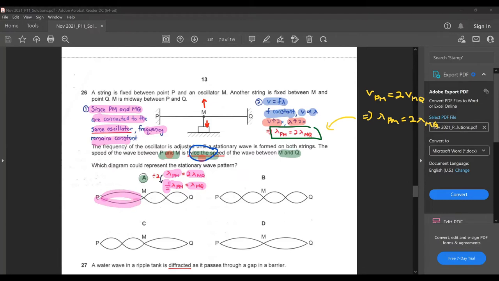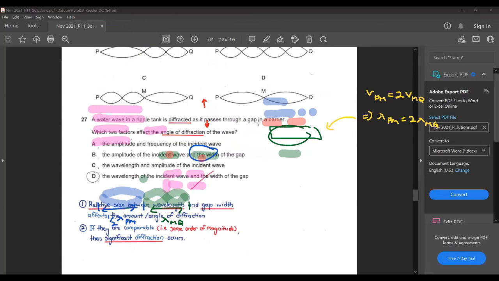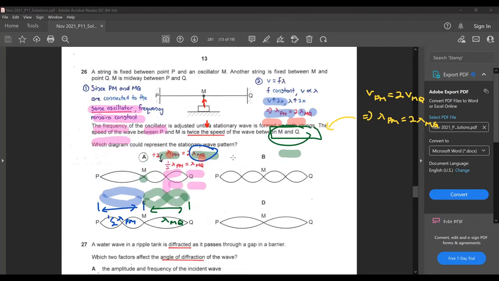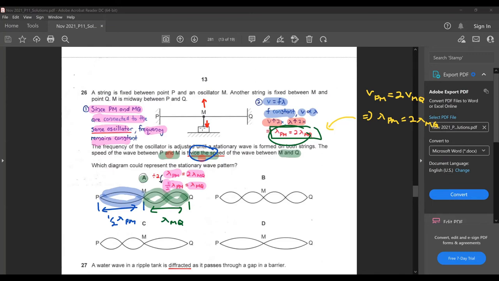Okay. So this one, yeah, I better just do this. This one is half lambda PM, this blue colored line here. And then this green colored line is the full wavelength MQ. Okay, the rest won't satisfy the relation here. Only A satisfies the relation. Okay, so that's how I look at this one. Okay, so 26 is okay. Then we move on to 27. If you're okay with this, I move on to 27.